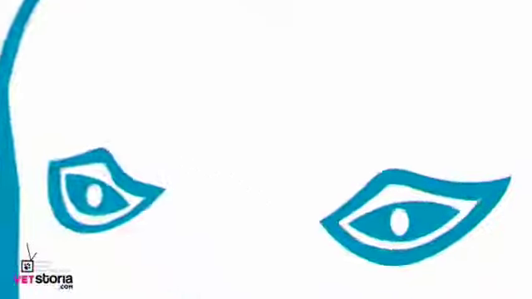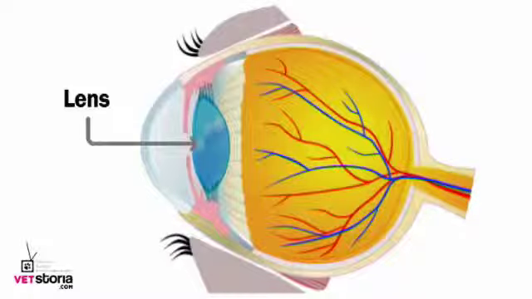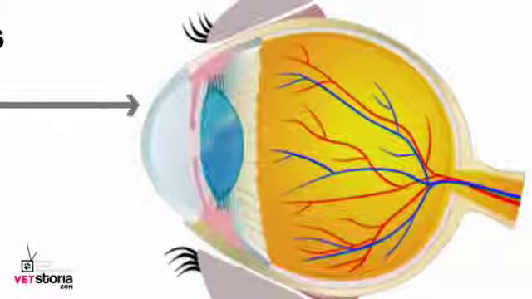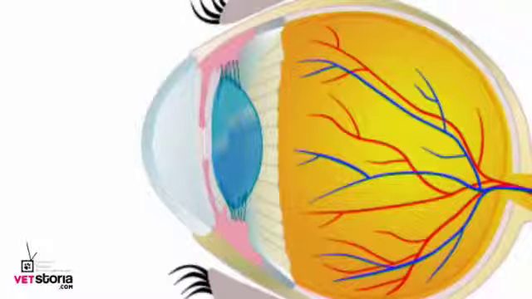Here is a model of a dog's eye. If we look inside the eye, we can see the lens, which is a transparent structure in the middle of the eye. Well, a cataract is any opacity that occurs in the lens of the eye. It may be involving part or the whole of the lens.